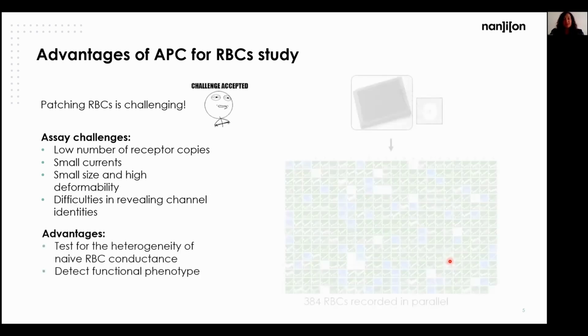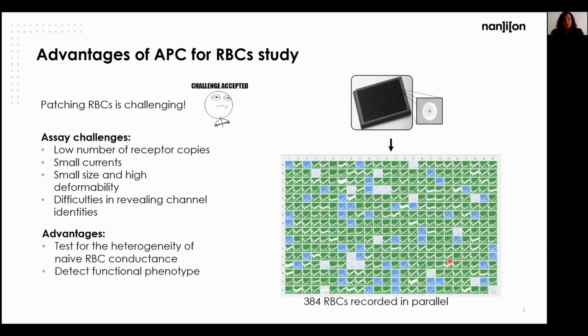But let's look at some advantages from the APC. Obviously, having 384 red blood cells recorded in parallel helps to collect a big amount of data in a shorter and easier time compared to manual patch clamp. This helps in particular to test the heterogeneity of naive red blood cell conductance. And it also helps to detect functional phenotypes, for example, when we want to study an unknown mutation of the channel compared to a control.